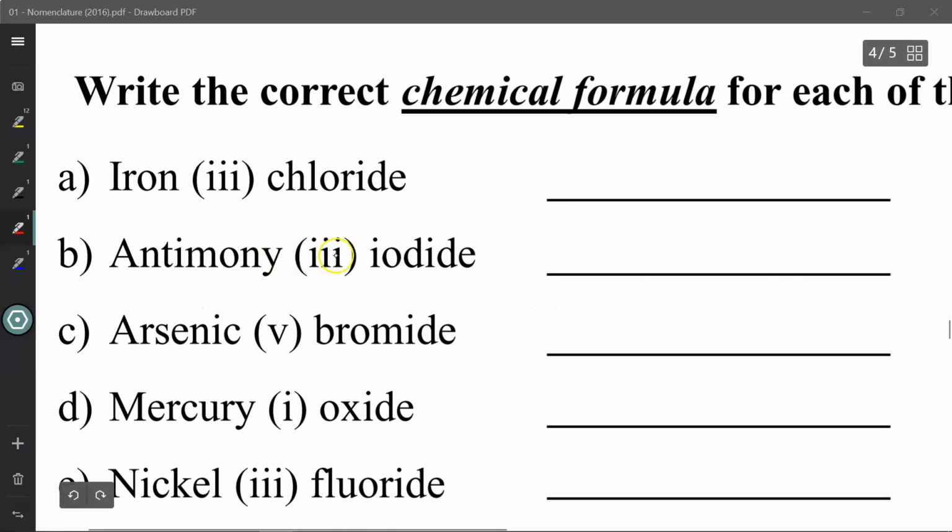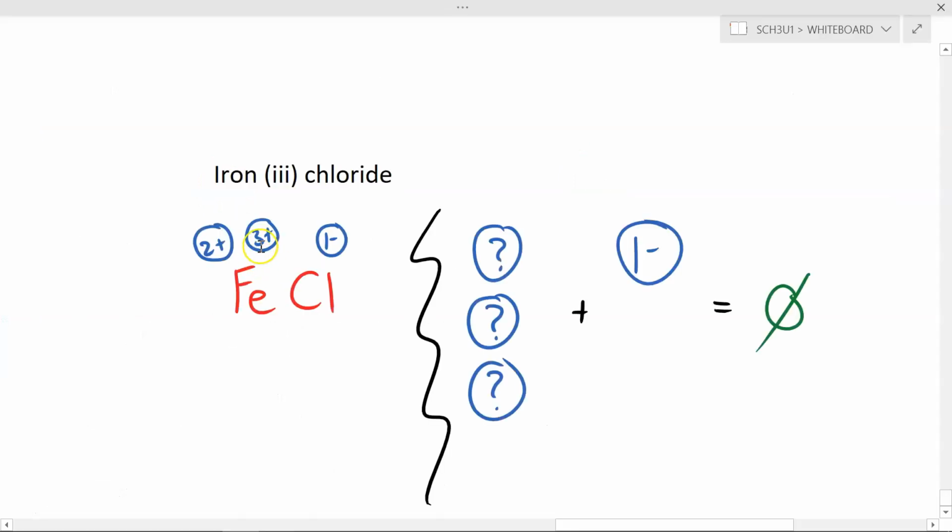Now another common mistake I see students making is iron 3 chloride. Here's how they'll do it. They'll say iron 3 and write down Fe3. But that's wrong. This 3 and this 3 are 2 different numbers. This 3 refers to how many irons there are when we're doing the zero-sum rule, while this 3 refers to which species of iron we're talking about. Is it iron 2 or iron 3? So since we're talking about iron 3, I know we're not talking about iron 2.